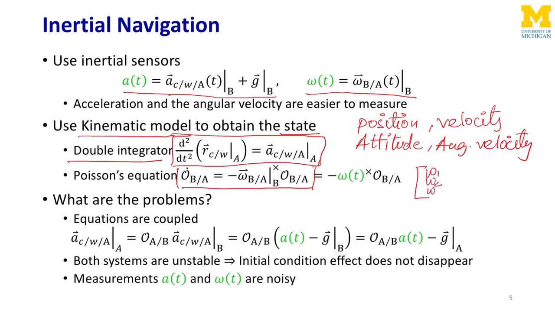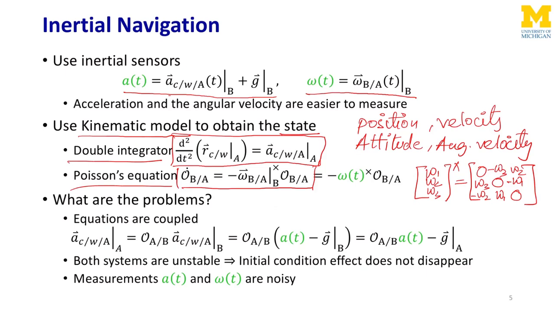If you have a vector like this, omega 1, omega 2, omega 3, and you supercross it, you basically get an anti-symmetric matrix with zeros on the diagonal, omega 1, omega 2, omega 3, and there's a minus here, and a minus here. I'm sorry. So you get a 3x1 vector, you supercross it, and you get a 3x3 matrix. Okay, so we are going to use the double integrator and the Poisson's equation with the inertial sensors to get our state, which includes the position, velocity, attitude, and angular velocity.